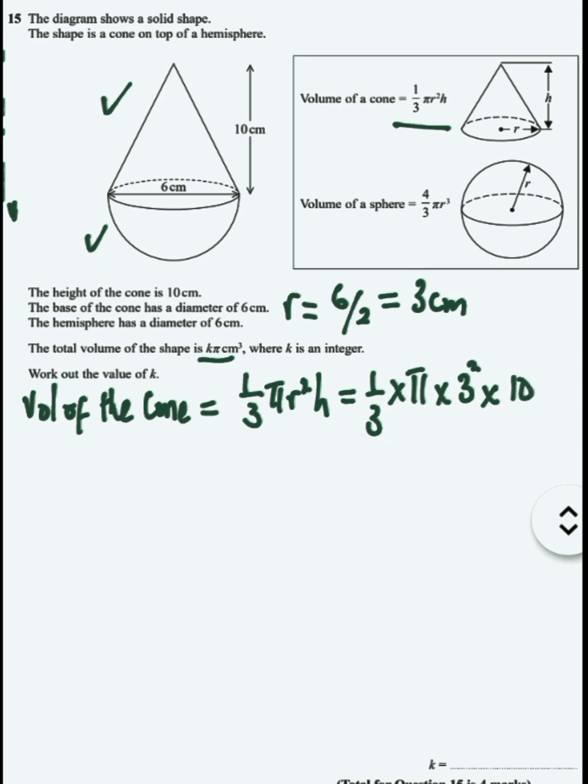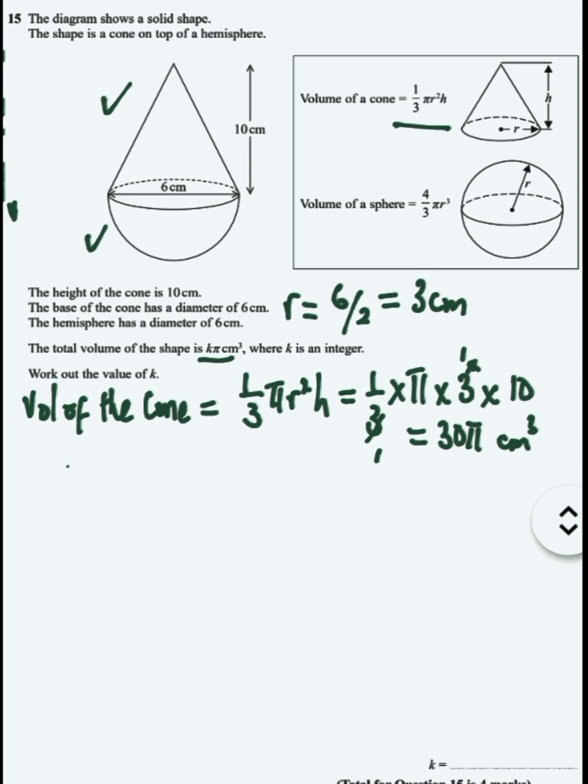Now by dividing, 3 goes into the 3 here once, so we cancel one of the 3s and we'll be left with 3 raised to power 1 here, which when we multiply by 10 gives us 30, and the pi is still there. So this is the volume of the cone.